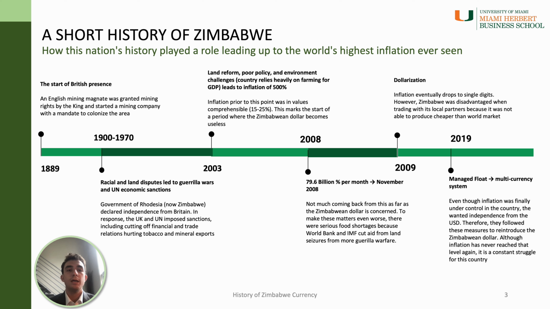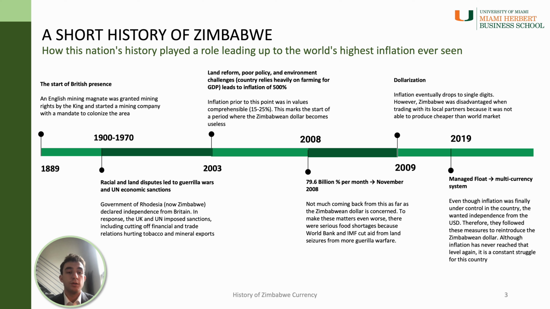In 2003, there was land reform, poor policy decisions, and environmental challenges, which led to an inflation of 500%. This is the starting point of where the country's currency, the Zimbabwean dollar, becomes practically useless. At a level of 500%, there's just no buying power. In 2008, which is what was studied in class, inflation reached 79.6 billion% per month in November of 2008. This is a rather incomprehensible number, and there's really not much coming back from this. There's not much tightening that can be done. Their only option was to dollarize.